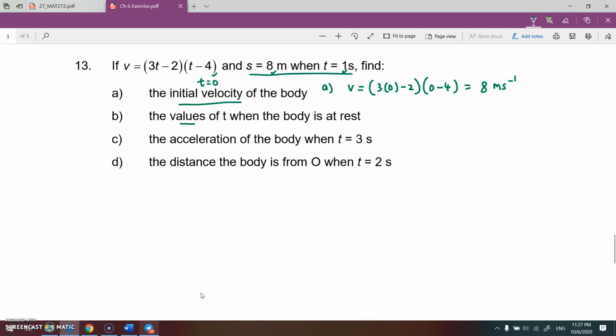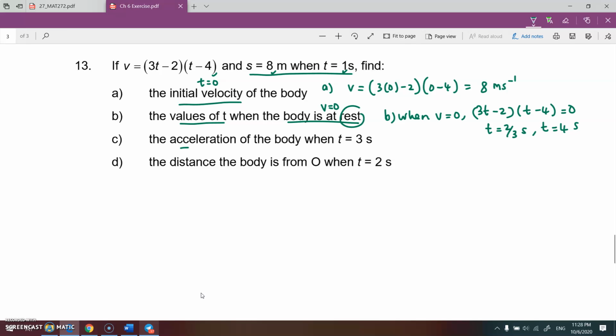Okay, B. What are the values of t when the body is at rest? Again, v must be equal to 0 because it is at rest. So when v is equal to 0, find t. So t minus 2, then we have t minus 4, is equal to 0. This one is already factorized, so it is much easier. Just equate each to 0. So t is equal to 2 and 4.